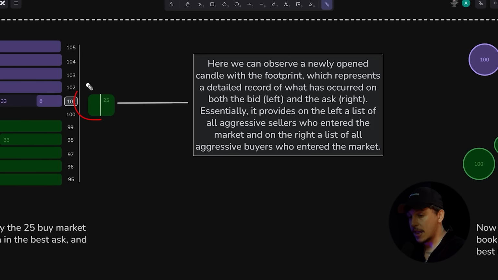Price is now here. Here, we can see a new candle with the order flow tool that represents the executed orders, called the footprint, a detailed record of what occurred on both the bid on the left side and the ask on the right. It provides a list of all the aggressive sellers who entered the market, and on the right, all the aggressive buyers that joined the action.